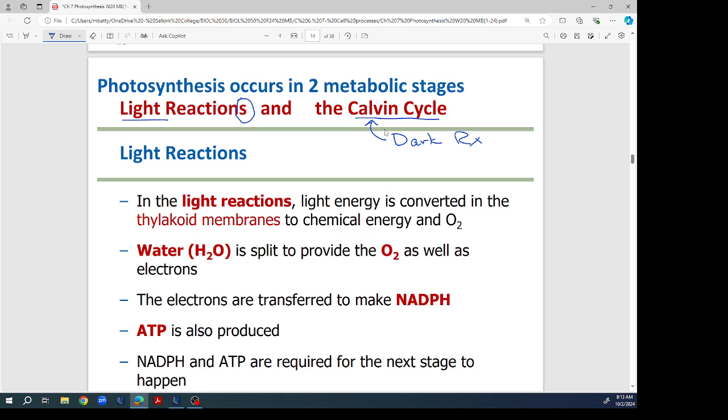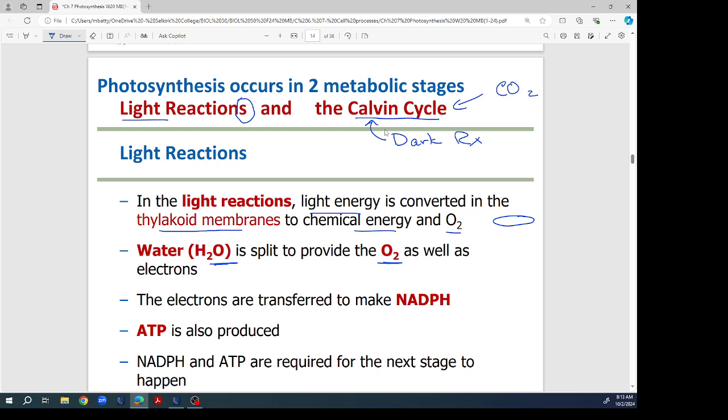So the light reactions, this is in the thylakoid membranes, so those sacs, right? And this is where light is converted into chemical energy. We have the water being split to make the oxygen. Now, I haven't talked anything about CO2 yet. That's part of the Calvin cycle.